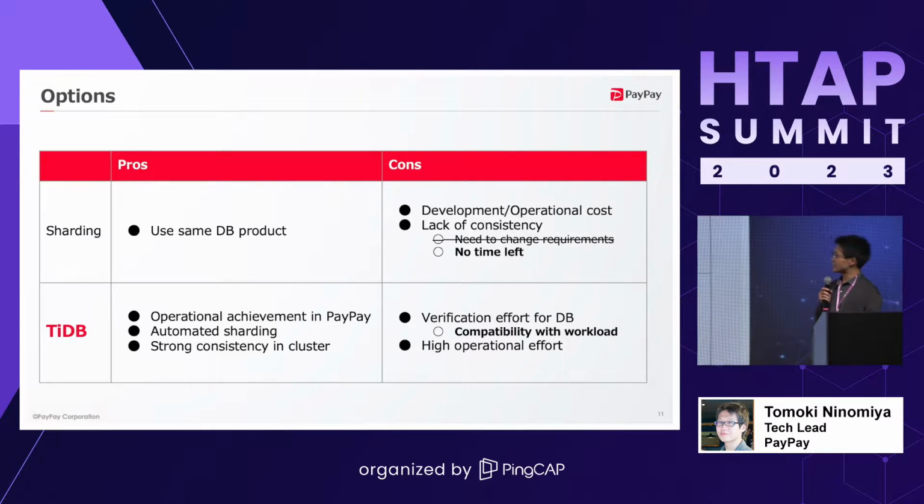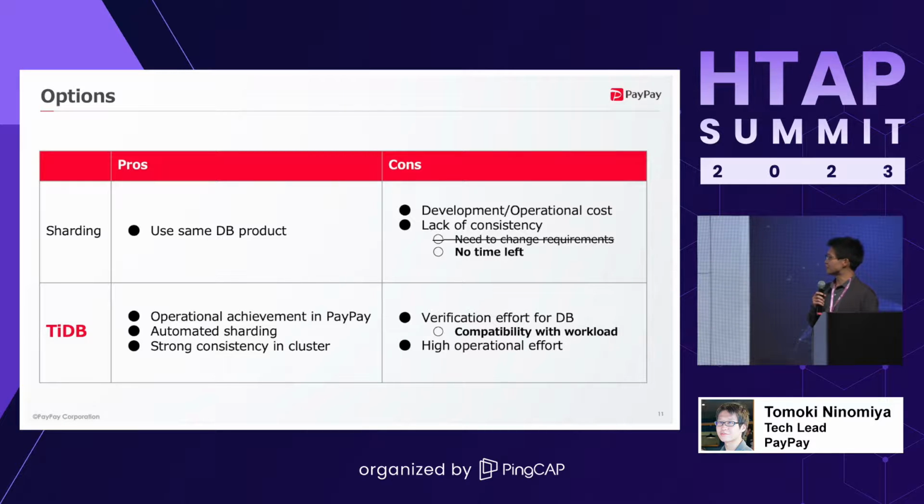But as for the downside, we need to keep on spending a lot of development and operational costs to manage sharding. And also, we found out that we cannot guarantee all of the current consistency. So we needed to change some requirements, but no time was left. And also, this is not good for services. So we have TiDB. Actually, we have operational achievement in PayPay, and also it supports automated sharding and strong consistency in the cluster. But actually, nothing could be perfect.